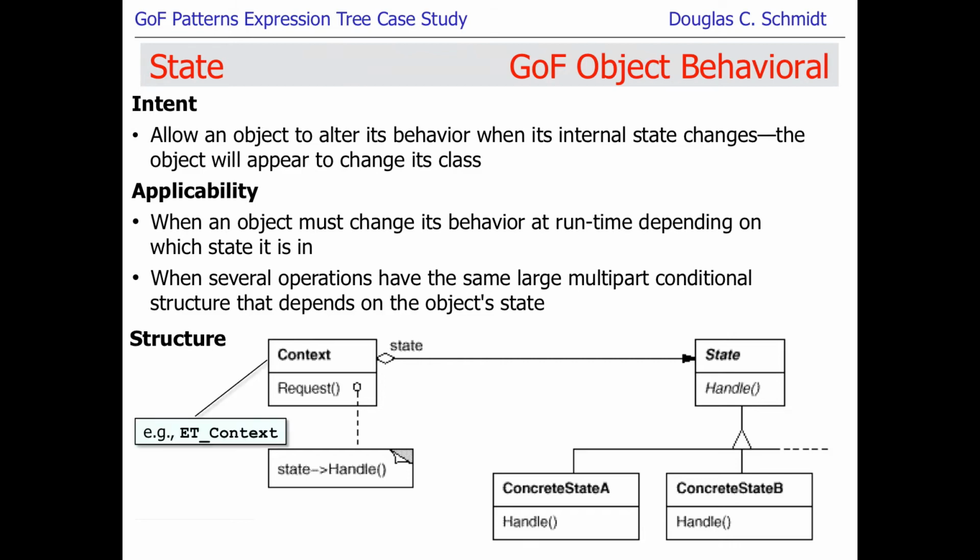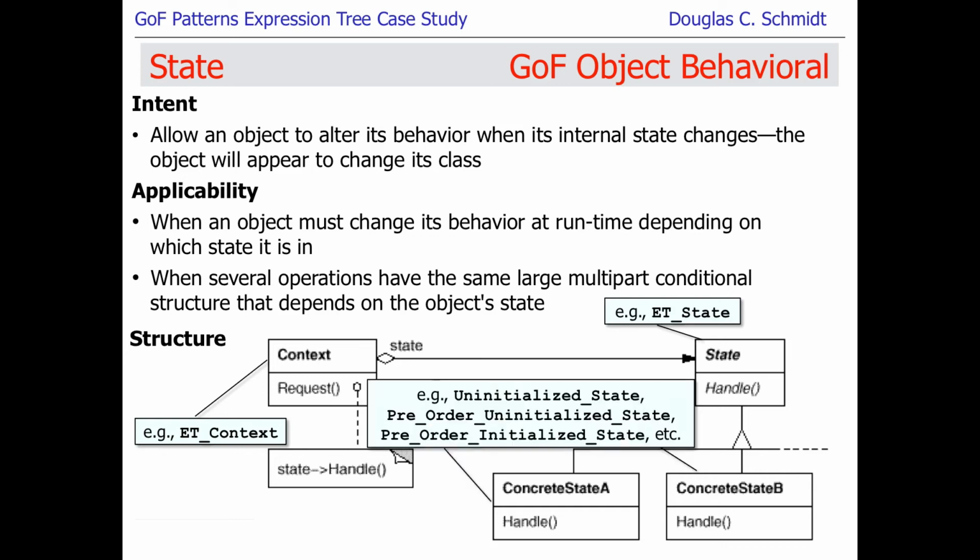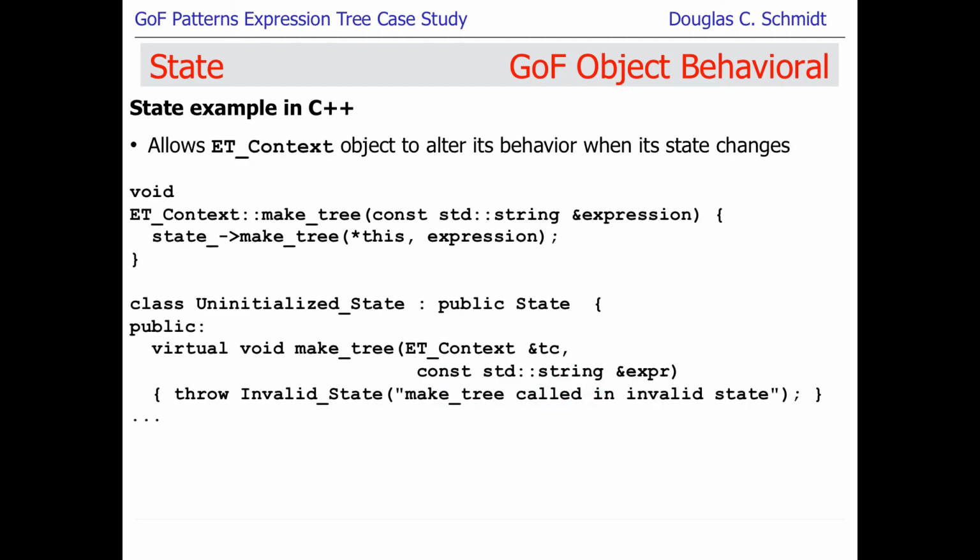So in our context, for the expression tree, we have a context class, a state class, and then we have different kinds of states: uninitialized state, pre-order initialized state, et cetera, et cetera. So here's a little snippet of this code. If you take a look up here, you've got the make tree method.